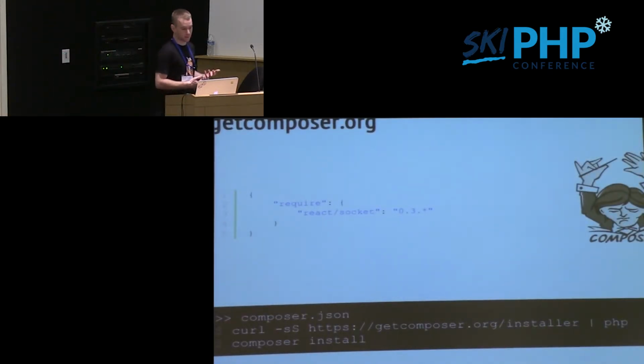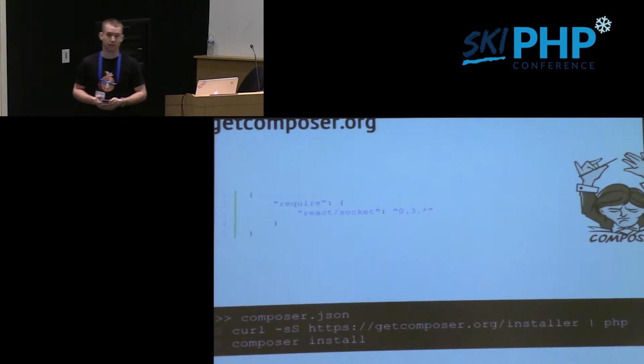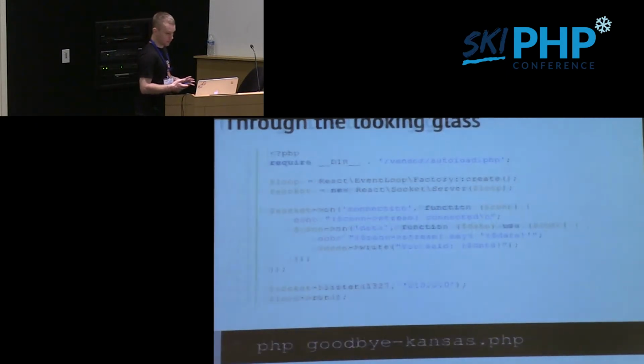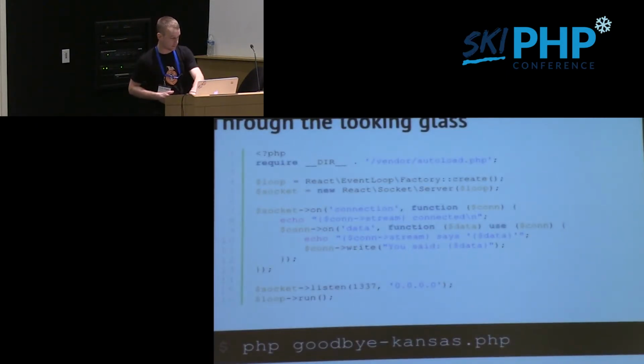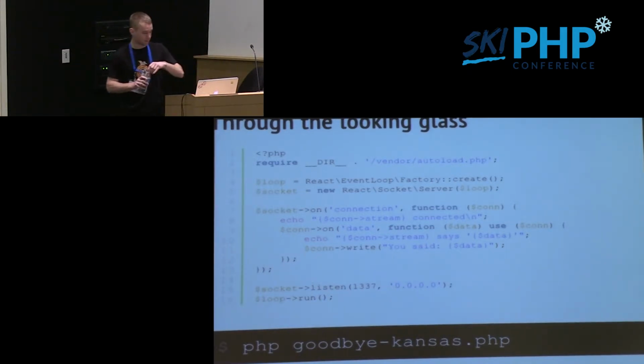So the first thing to install React is in your composer require file, require react/socket 0.3 to write a socket server. So let's just take a look at this code for a moment. And this is a socket server written in React.